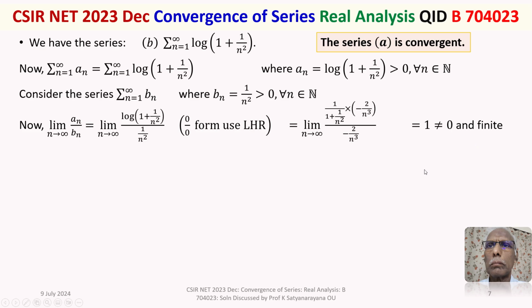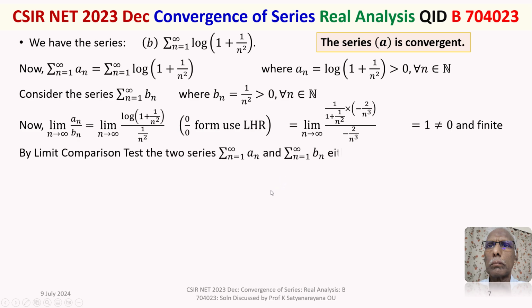So by limit comparison test, both the series behave alike. That is, the two series sigma an and sigma bn either both converge or both diverge. Now we consider sigma bn, and sigma bn is 1 by n square. This is of the type sigma 1 by n to the power of p. These are called p series. Here p is 2 greater than 1. When p is greater than 1, the p series is convergent.